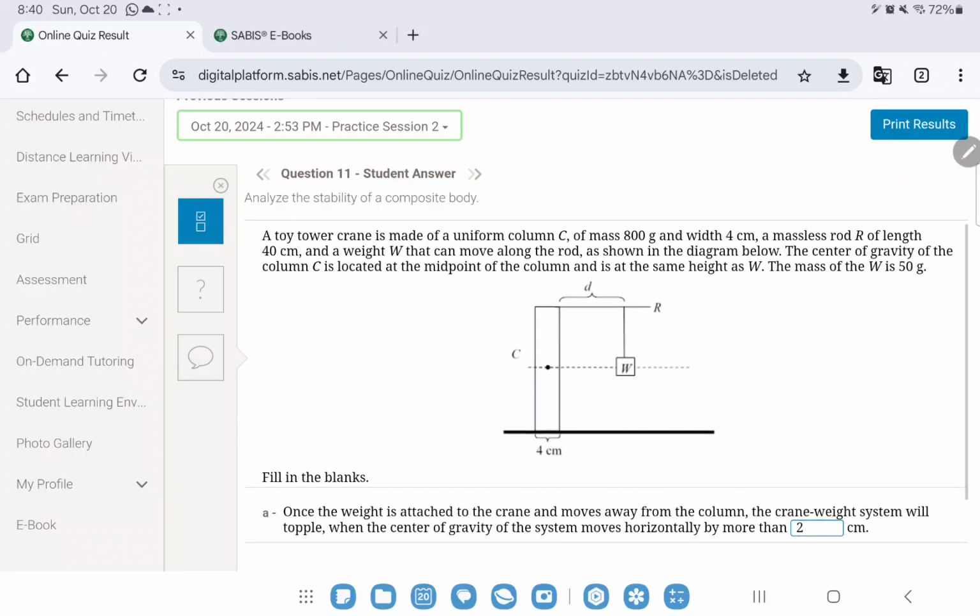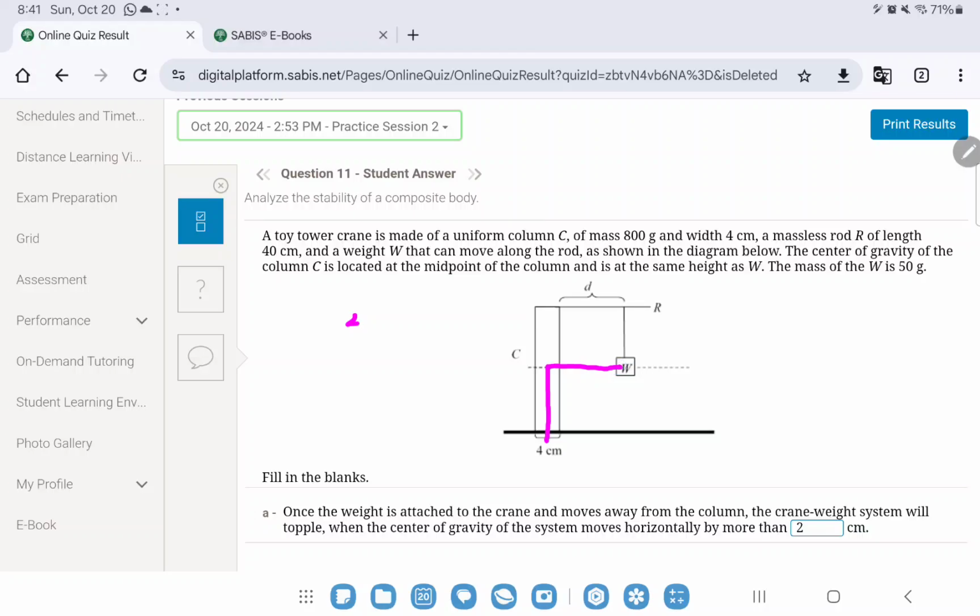Okay. Now you have a toy tower crane, and it's made of a uniform column C of mass 800 grams and width 4 centimeters. The massless rod is of length 40, and the weight W can move along the rod as shown in the diagram below. The center of gravity of column C is the midpoint of the column. This is your center of gravity, and it's at the same height as W. So they're at the same height.